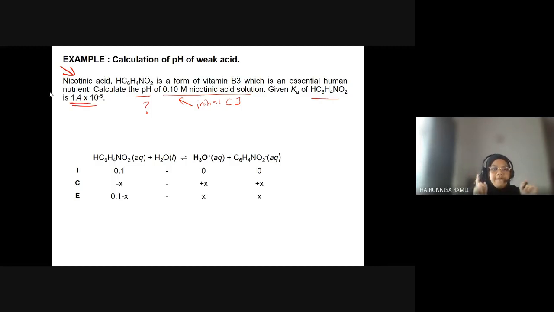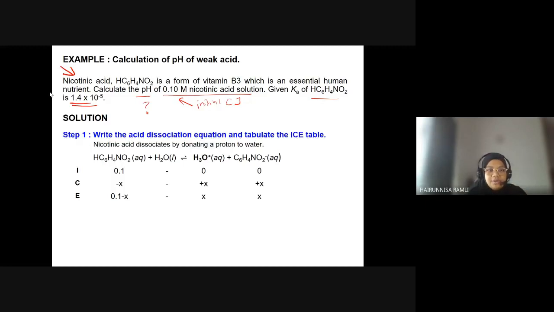Okay, first thing first, what should you do? Write the acid dissociation. Dapat tak? Macam saya cakap tadi, dia takkan bagi equation. Kalau dia bagi tu sangat baik hati. Soalan yang very straightforward kalau dia bagi. That's why selalunya equation ni termasuk dalam working solution. Equation is very, very, very important.